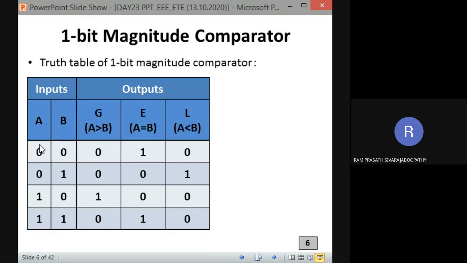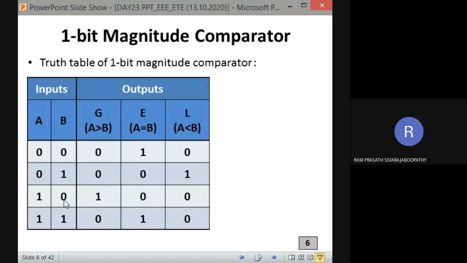Yes. Okay. So A equal to 0, B equal to 0. What about the condition now? If we compare A and B, which output will come? Both are 0, 0. What does it mean? Equal. So the output G is 0, L is 0, and only E we have made 1. What about the next condition? A equal to 0, B equal to 1. Lesser. So against L we mark 1, and the other combinations we mark as 0.